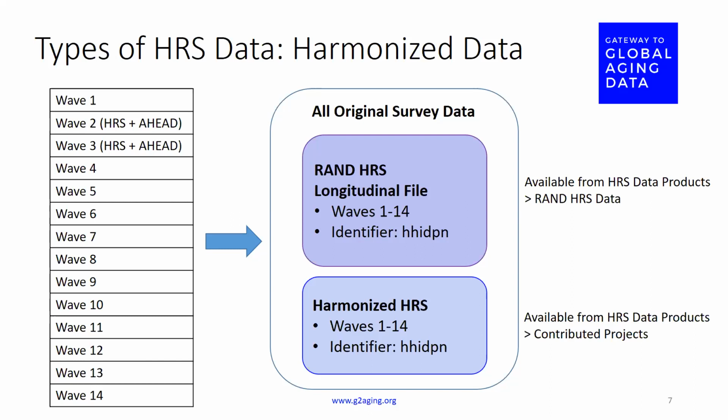The Harmonized HRS has been created by our programmers here at the Gateway to Global Aging Data. It was created to supplement the RAND HRS and to include variables that the RAND HRS Longitudinal file didn't already include. Both of these files are longitudinal and contain data from waves 1 through 14 right now, and both are set up as wide files, meaning that there is one row for every respondent. As you can gather from the graphic, neither one contains all of the available data from the HRS survey, and they are intended to not have overlapping content areas. But between the two, they cover a great deal of information that the HRS has collected.